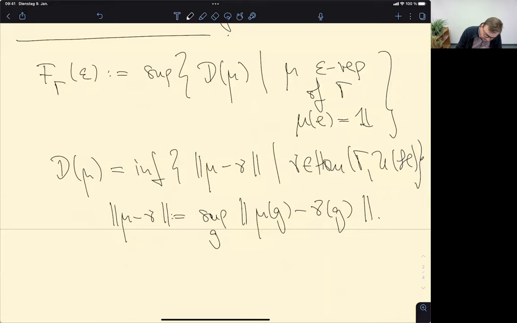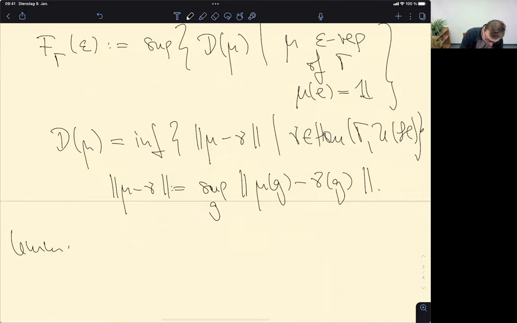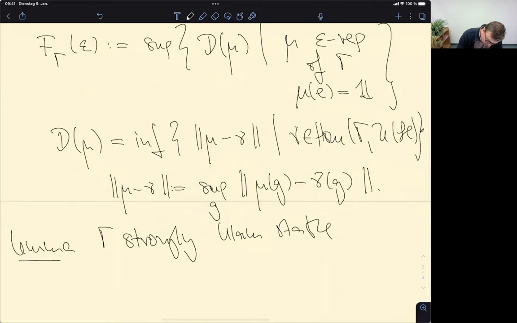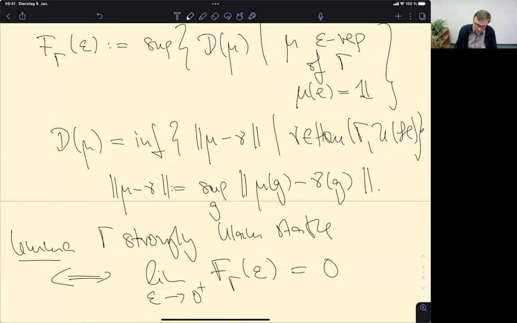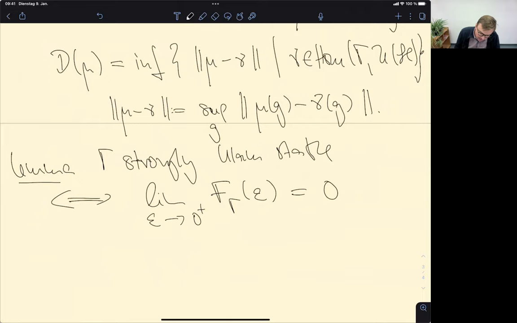And so what I'm exactly saying is, that's sort of just a reformulation: gamma is strongly Ulam stable if and only if the limit as epsilon tends to zero of f_gamma(epsilon) is equal to zero. So you approach zero from above, tend epsilon to zero, and you want that to be zero. That's exactly saying that for any delta there exists an epsilon so that you are less than delta, right? So that's very easy. That's just a reformulation of the definition.